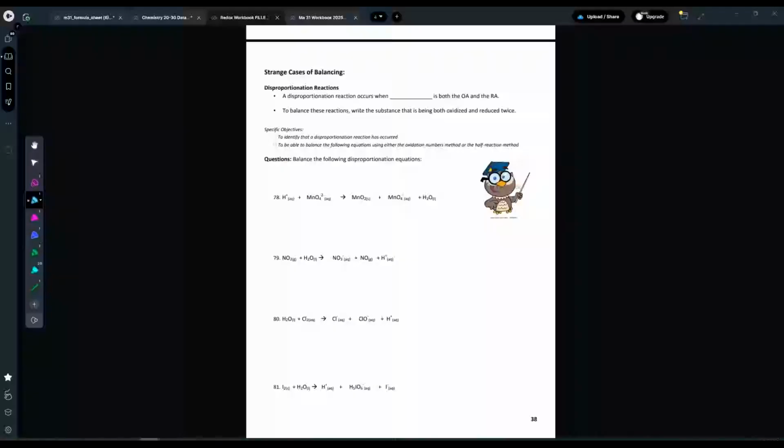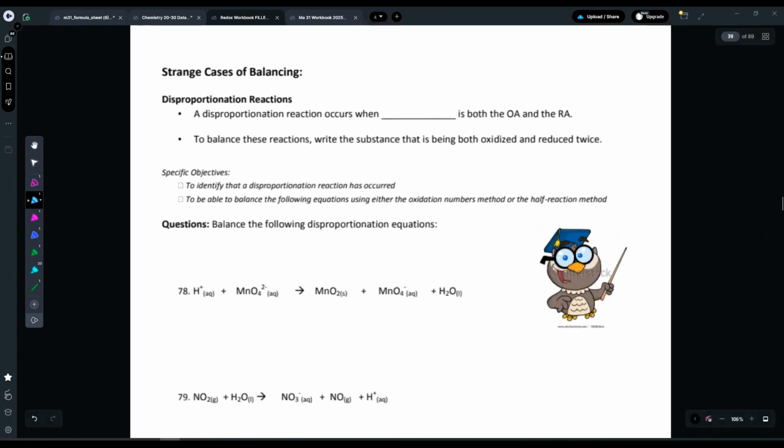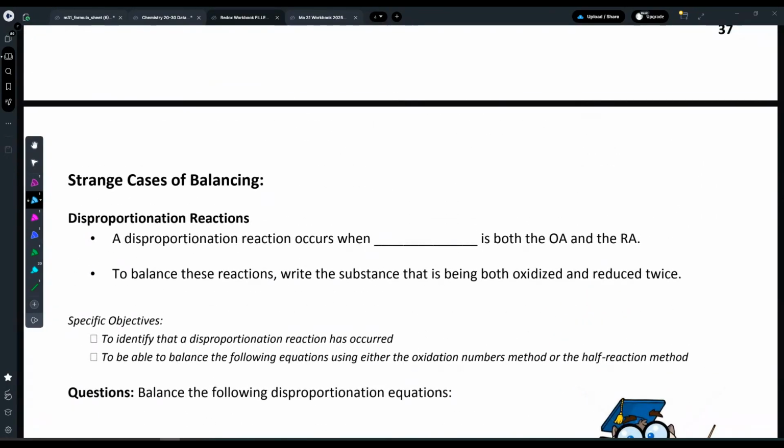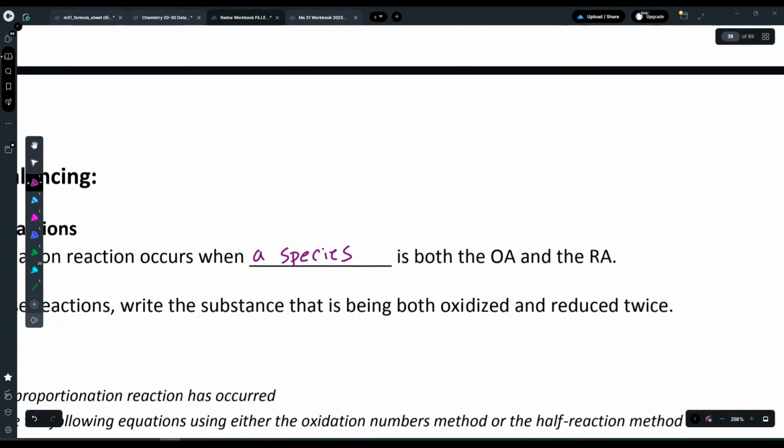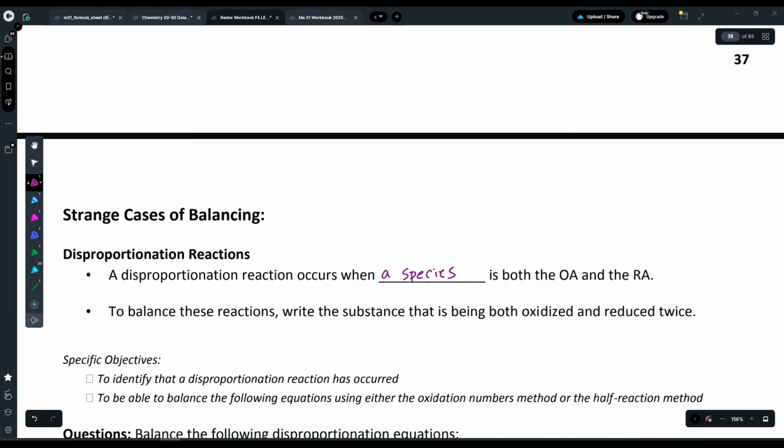In this video, we're going to go over unique cases of balancing redox reactions, such as disproportionation reactions, as well as reaction equations where there's going to be more than two main actors. Okay, so disproportionation reactions are reactions that occur when a species or chemical substance is both the oxidizing agent as well as the reducing agent.